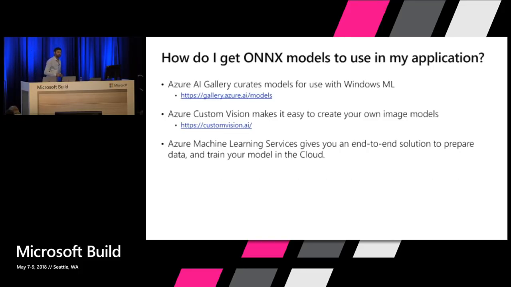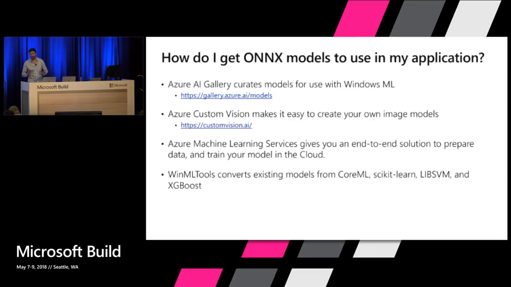Azure Machine Learning Services, as I mentioned before, is an end-to-end solution to help you prepare your data and train your own machine learning model that you can then export in ONNX and use Windows ML on the edge. And if today you have existing model assets in one of several different formats, be it Core ML, scikit-learn, libsvm, we have a converter tool, which is a Python package called WinML tools, that you can use to convert those models into ONNX to use in your application.